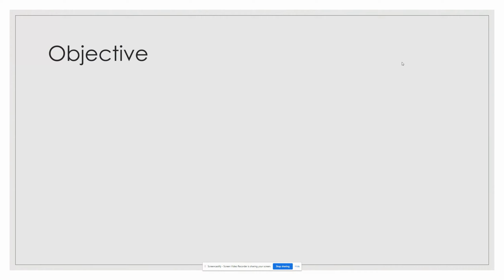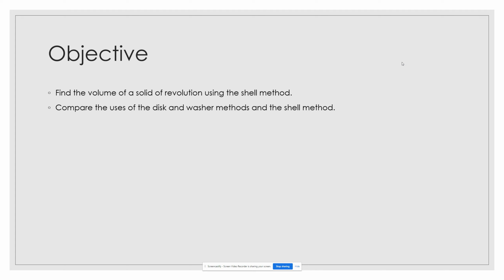So our objective today is to find the volume of a solid of revolution using the shell method, and then to compare the uses of the disc and washer method and the shell method. Now, the first image that I have on here is just from our textbook, and this is so that you know what a shell looks like. So a shell is a hollowed out cylinder.